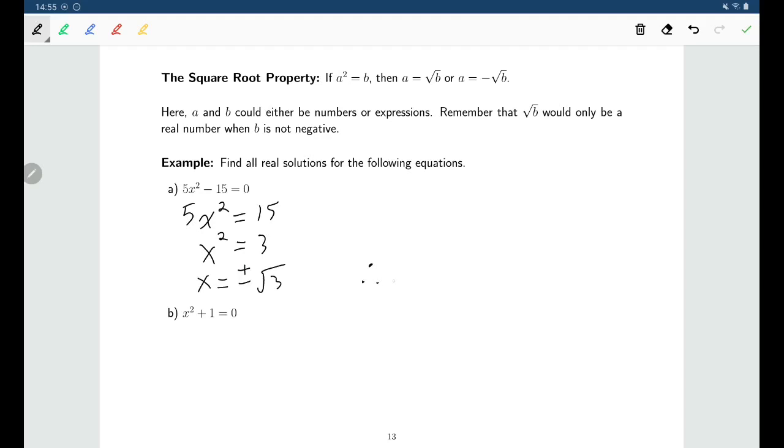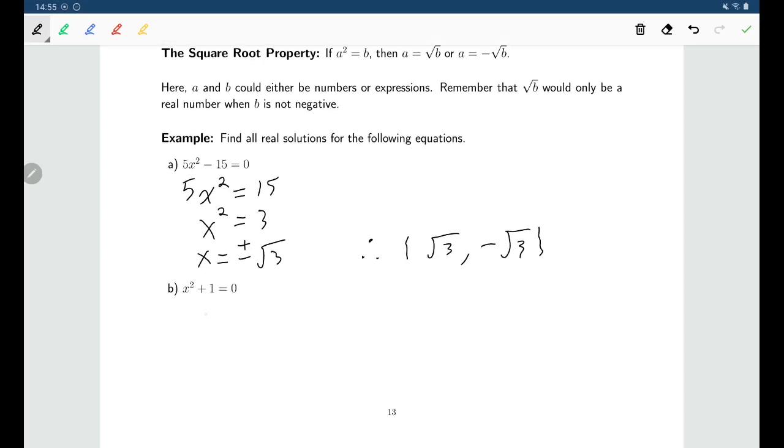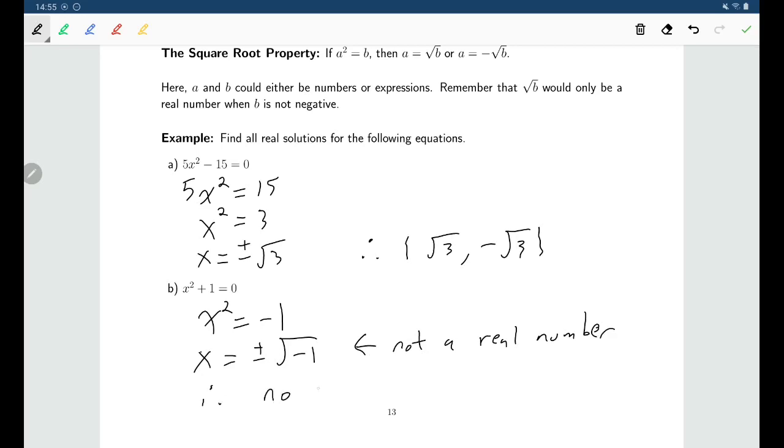So my solution set then contains positive square root of 3, and it contains the negative square root of 3. For something like example B, x squared plus 1 is equal to 0, x squared is equal to -1, and so if you think about the next step, saying that x is plus or minus the square root of -1, that's not a real number. And so for this, we would say, therefore, there are no real solutions.